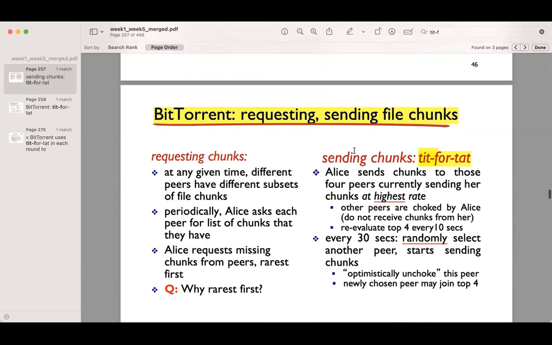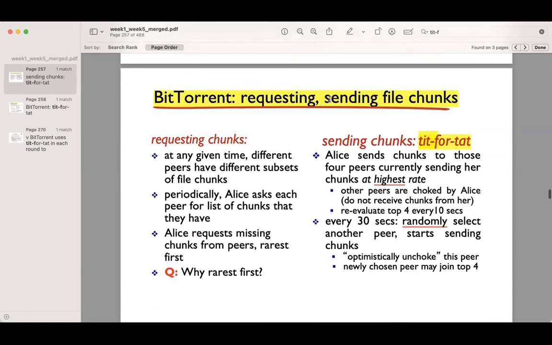And let's have a look. What is the strategy of the P2P protocol? How do they share the file? You can see, we usually share the file with the peer who shares the file with us at the highest rate. And every 30 seconds, we randomly select another peer and share the file. So why do we need this? Besides sending the file to the highest rate peers, why should we have this strategy?